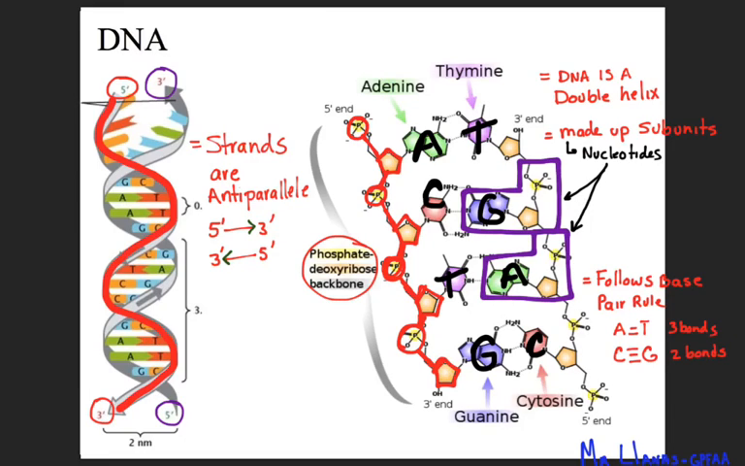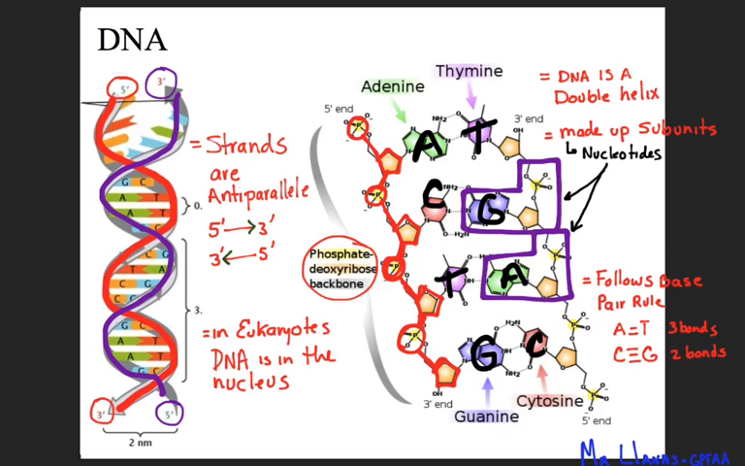I'm going to draw one here. You can see that it goes from 5 to 3, and the other one goes from 5 to 3 as well. So they're both parallel. They're not touching each other, but they're going in opposite directions.